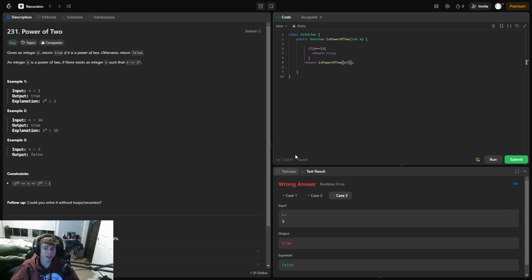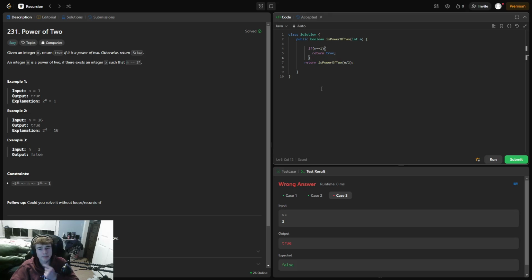So in this example, it does 3 divided by 2, which is supposed to be 1.5, but it actually truncates that. It truncates the 1.5 to just 1. And so we're left with 1, and that gets us to here, and we return true, which just doesn't make sense. So there's going to be more that's going to need to be done.